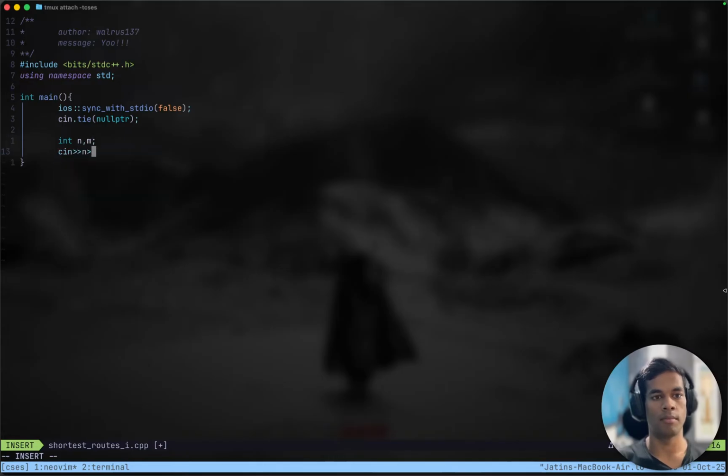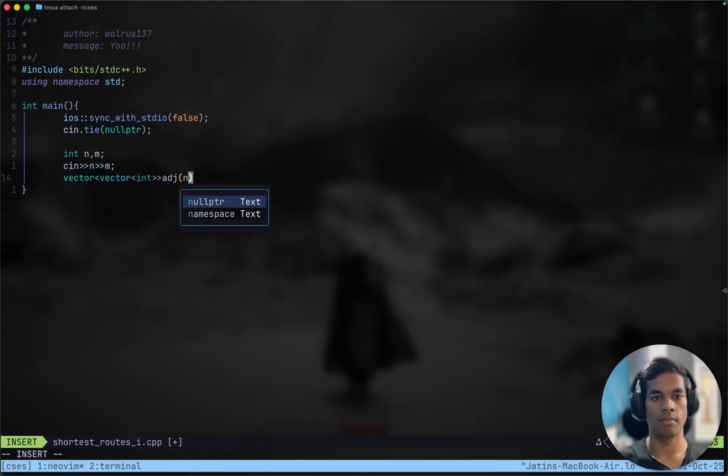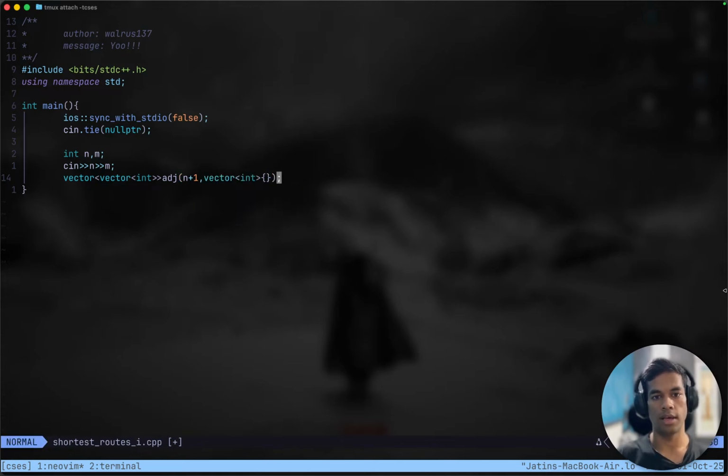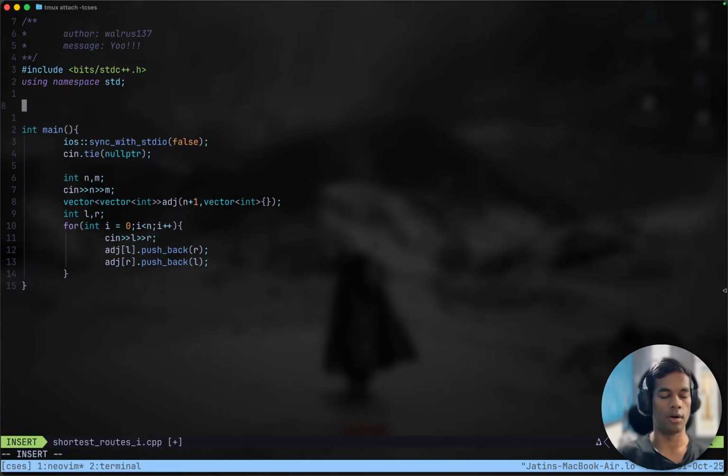N and M. And then we are going to store these things in a adjacency list representation. ADJ. N is going to be the number of nodes, or n plus 1 seems more like it, and an empty vector. L comma R, for int I equals 0, I less than n, I plus plus, C in L, P in R, and ADJ, L dot pushback R, ADJ, R dot push back L, and we will have our algorithm here.